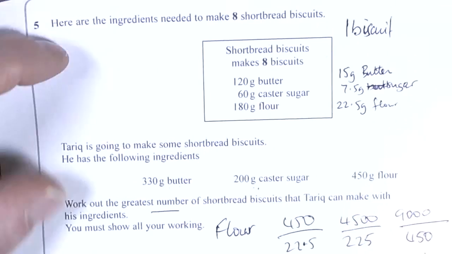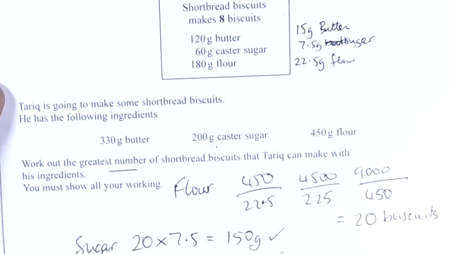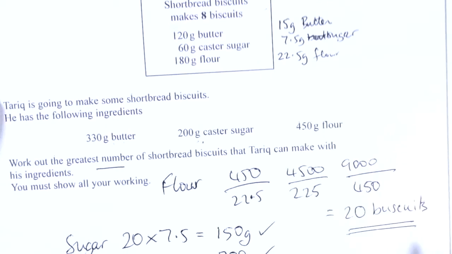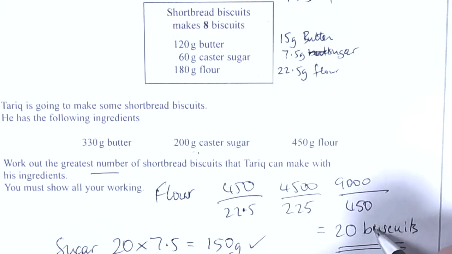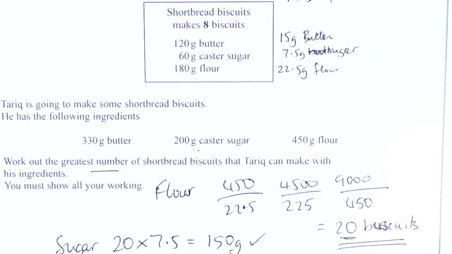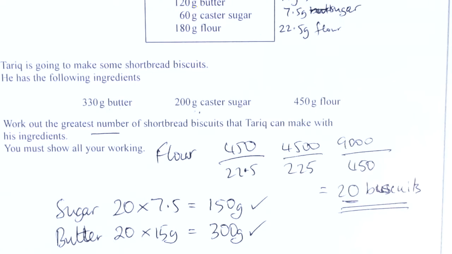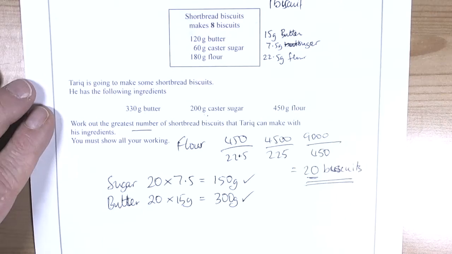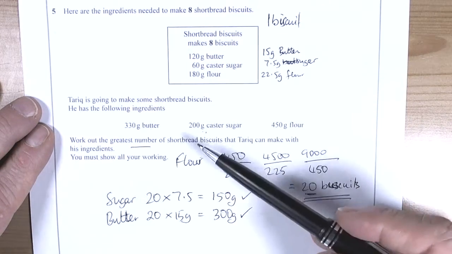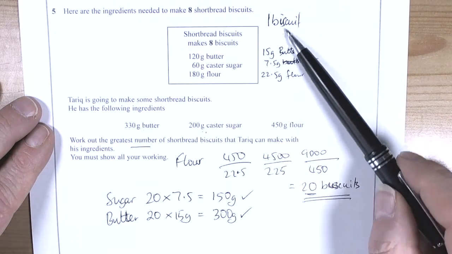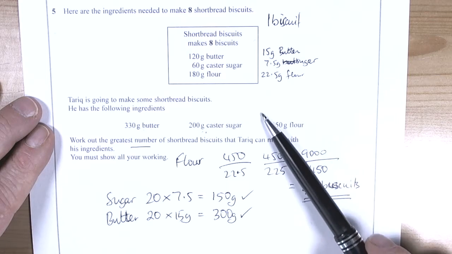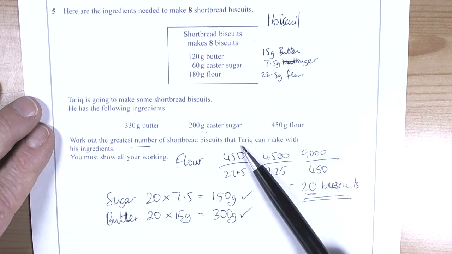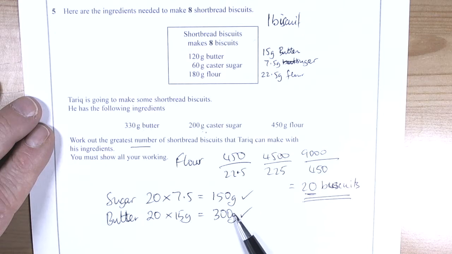But it wouldn't have mattered which way round, as long as you ended up with a final answer of 20 biscuits. It's no good going for any of the other ingredients, because once you know that from flour you can only get 20, then you just check is there enough sugar and butter for the others. So that's the way that that question would have been done. So again, it's about working out the fact that 1 biscuit required these materials, and then working it through to work out what we could have got.